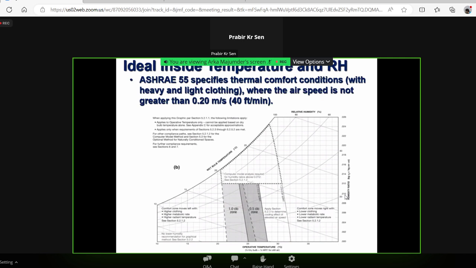This is a graph. You see the darker one, this is the clothing factor 0.5. That means lighter clothing. With lighter clothing, you can go for a little higher temperature and humidity, and the light shade one, that is clothing factor 1, that is for the reasonably heavily clothed. You can go for a little lower temperature, set a little lower inside temperature.